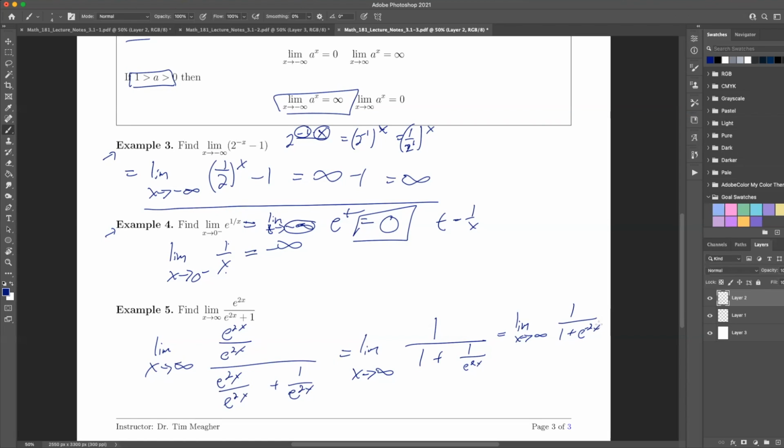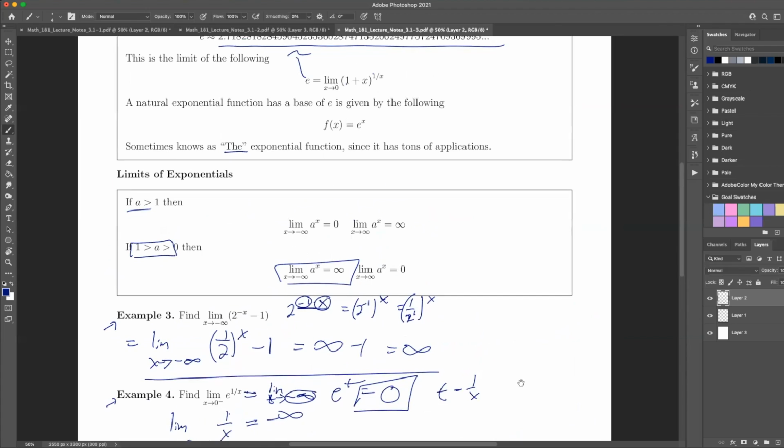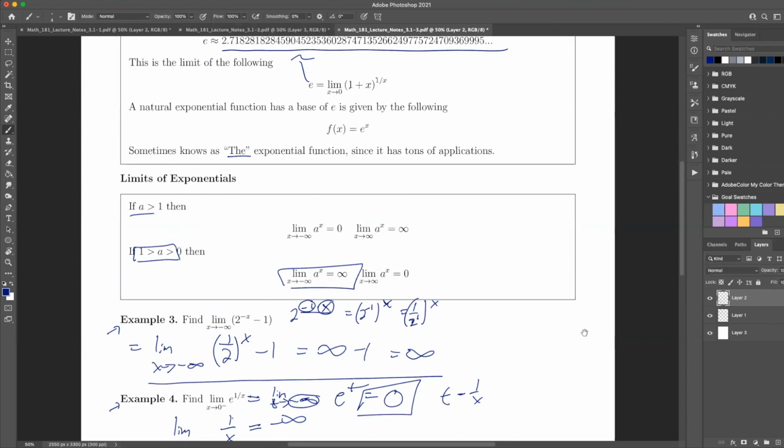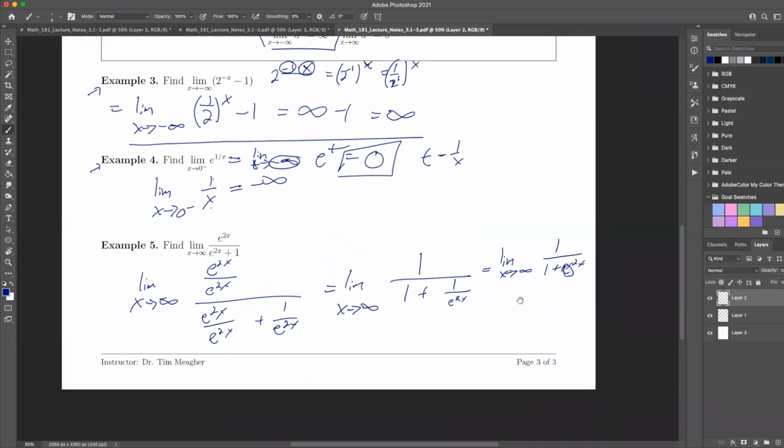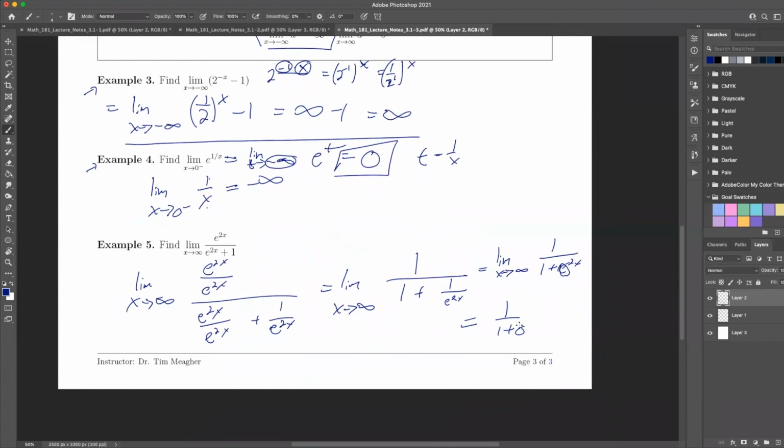All right, but notice here that this base, e, is indeed greater than 1. If this goes to infinity and I have a negative sign, this is going to go to negative infinity. So this all goes to 0. So when I plug in, it's going to equal 1 over 1 plus 0, which is just equal to 1. Okay, and that's how you find the limits here.